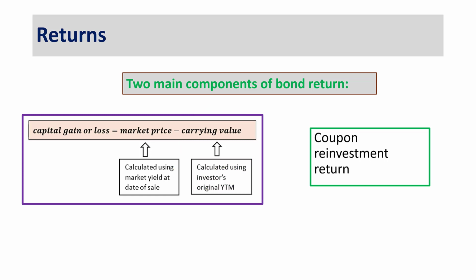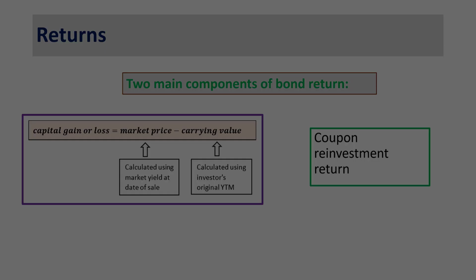The second component of bond return arises from the fact that bonds usually pay intermediate cash flows called coupons. Until now, we have not concerned ourselves with the question of what actually happens with those cash flows. However, it is now time to answer that question with the insight that the coupons are reinvested and therefore they generate a second income stream.